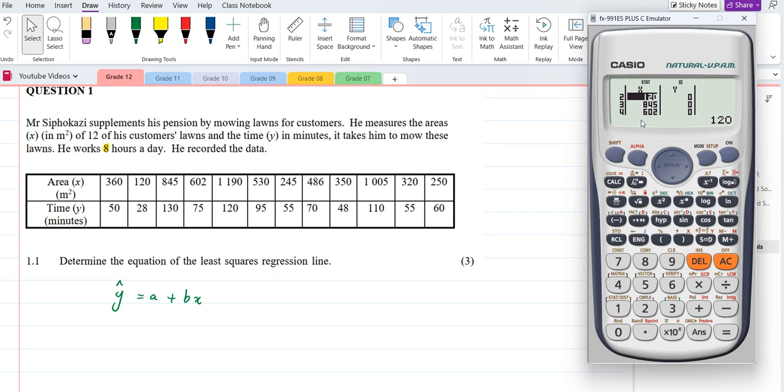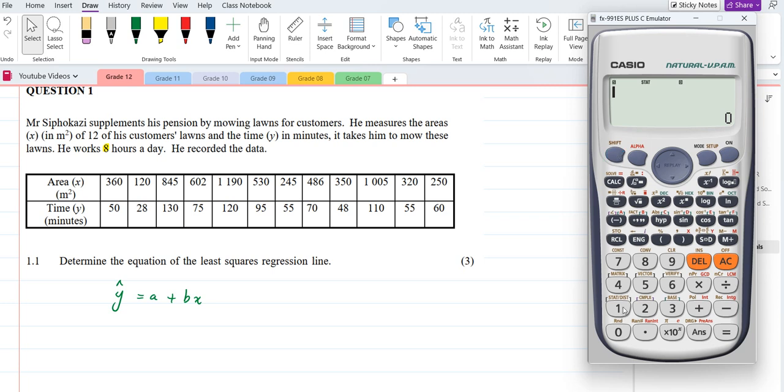Let's enter the y values. We have 50, 28, 130, 75, 120, 95, 55, 70, 48, 110, 55, and 60. Right, so we've got 12 data set values.